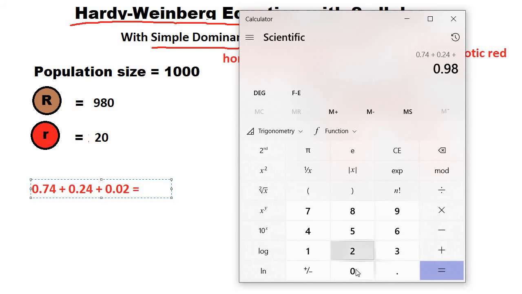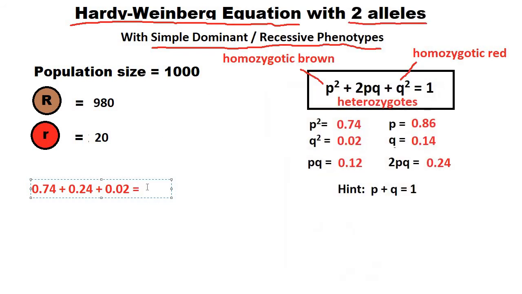We already know what the answer is going to be. It's going to be 1, which is exactly what we need in the Hardy-Weinberg equation, because the answer is always going to be 1. So that works out perfectly.